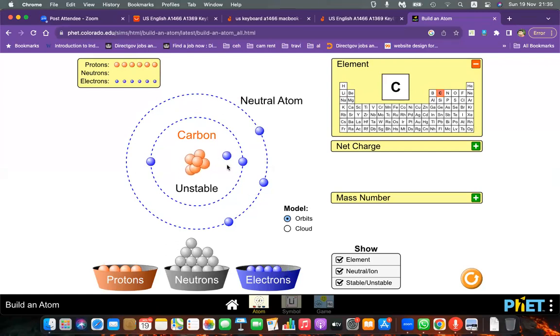Now the charges are balanced, but still unstable. Let's put neutrons. Neutrons have no positive or negative value. Okay, still unstable, unstable, unstable, unstable, unstable, stable. So this is C12, carbon 12.